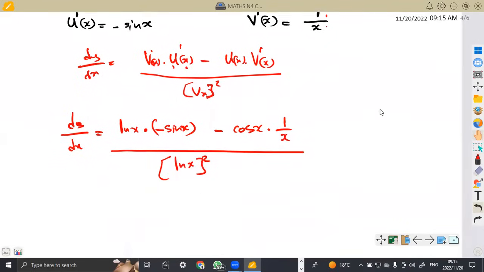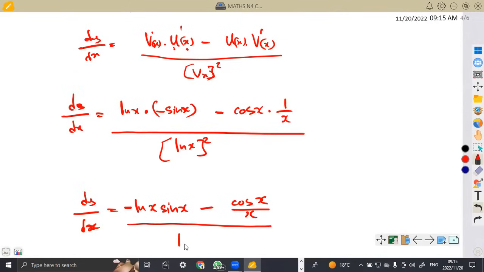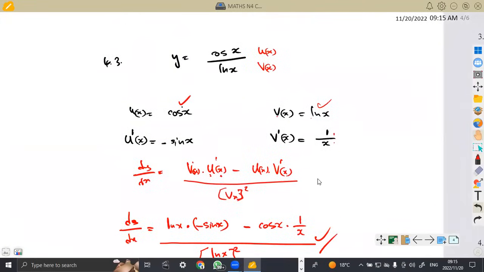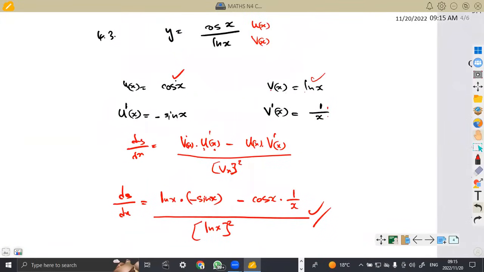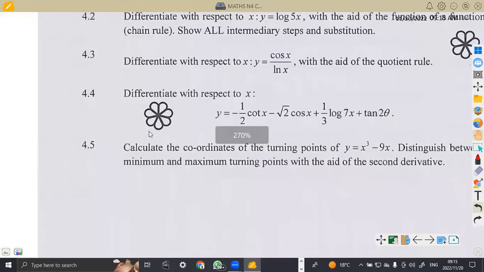Yes, we can simplify, but as you can see, we actually have nothing there. You can just write dy/dx is equal to negative ln x sin x minus cos x over x, and all over ln squared x. We can write it like that, but leaving it this way is fine. So that was it, guys, on the derivatives applying the quotient rule. You're supposed to know all the rules: product rule, quotient rule, and also chain rule, which is function of a function.